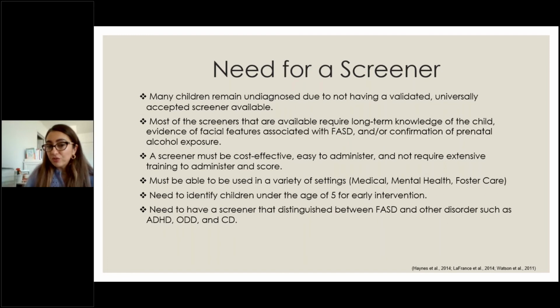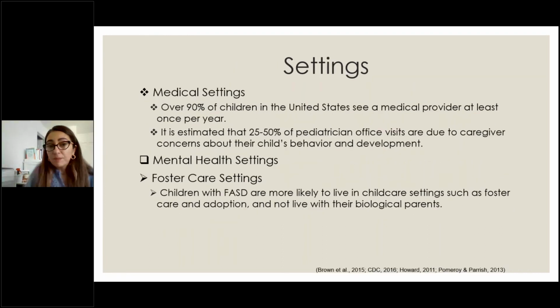We also need to identify children under the age of 5, again, just like Sister Suzette mentioned. So get them together with support groups, psychoeducation programs, even if we can't yet do the diagnosis for the ones that are under 5, but we need to catch them early on to tie them up with early intervention. So those are some of the reasons why we need a screener. So we mentioned why we need it for these different types of settings.